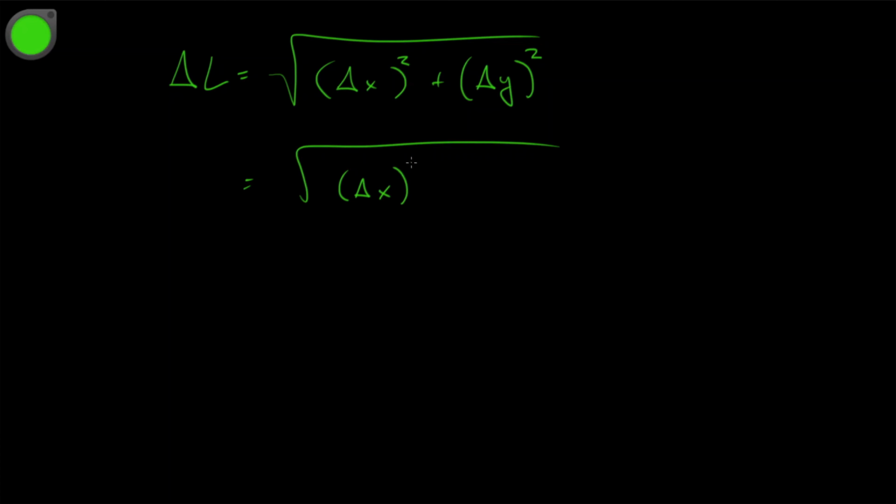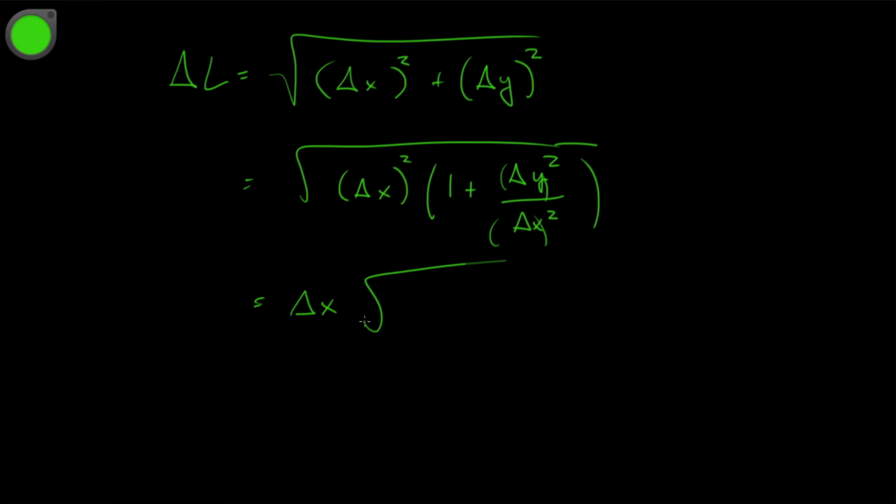Let's see if this works. I'm going to get 1 plus delta y squared over delta x squared. And then, oh, look at that. I can take this delta x out, and I get a 1 plus delta y over delta x, all right, squared. I have a delta x down here now, but I have a delta x on the outside, so I can take a Riemann sum with respect to x. But what can I do with this dy over dx?